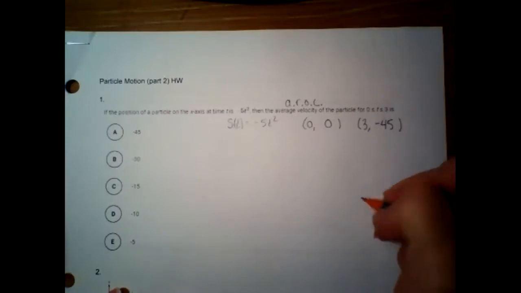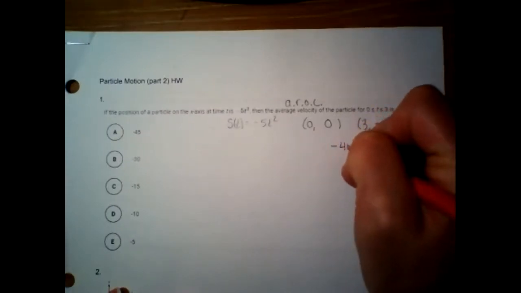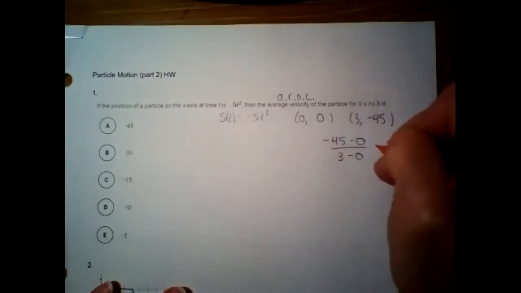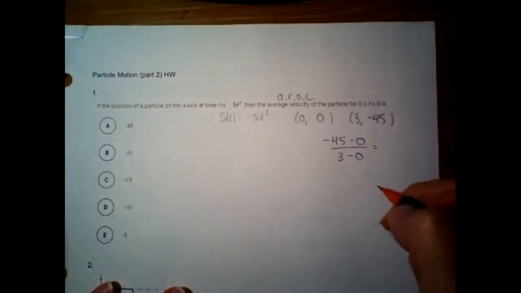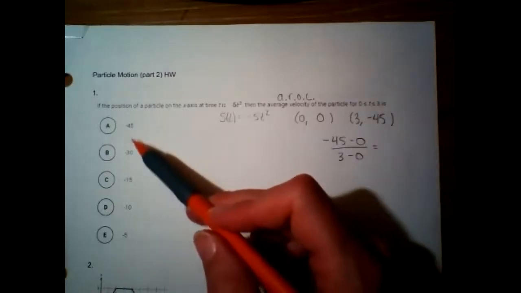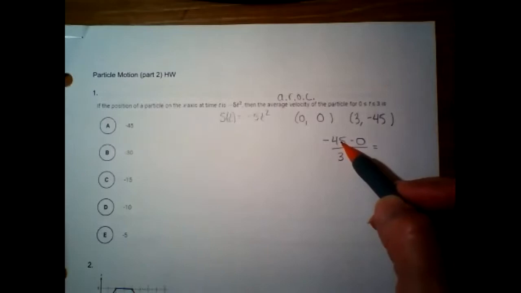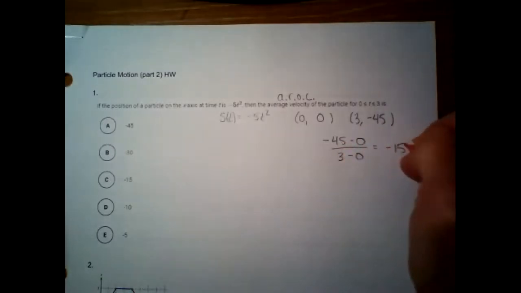And then when you put it into your slope formula, subtract the y values, subtract the x values. I know I've told you you don't have to simplify, but that's for free response. For multiple choice, you have to keep going until you get one of these answers. So this would be -45 over 3, which would be -15. And so that one is C.